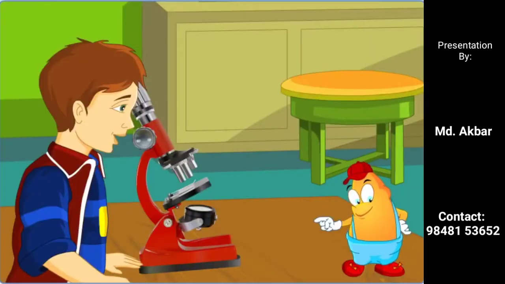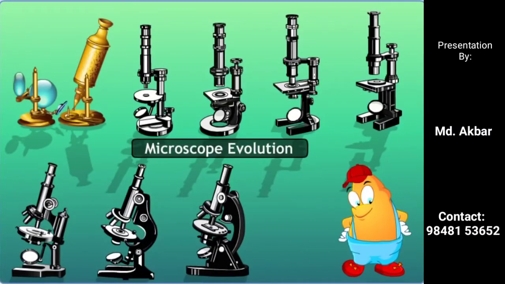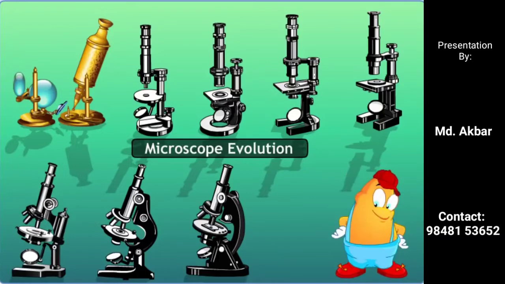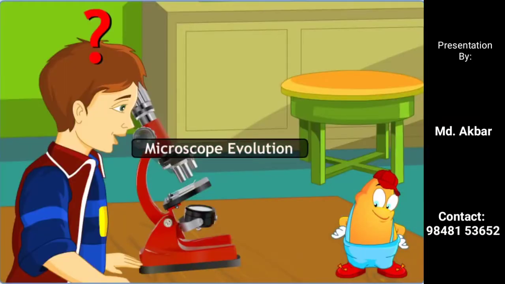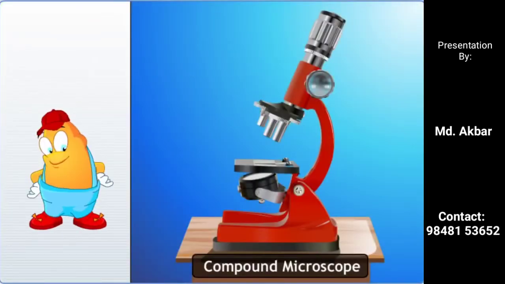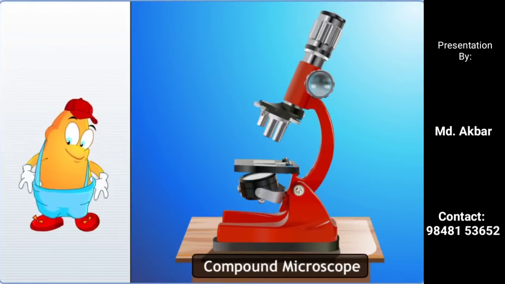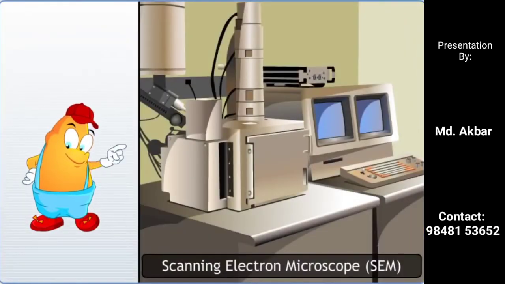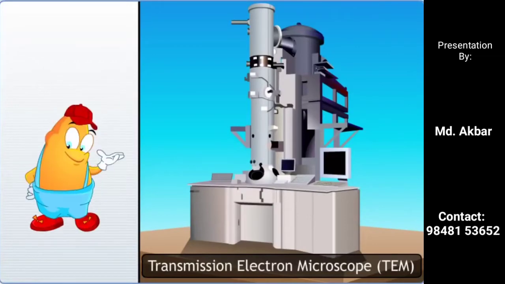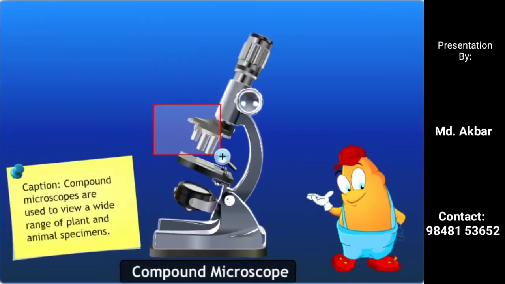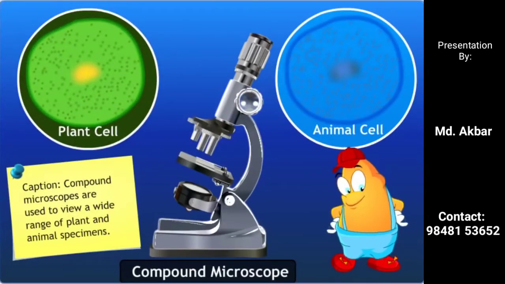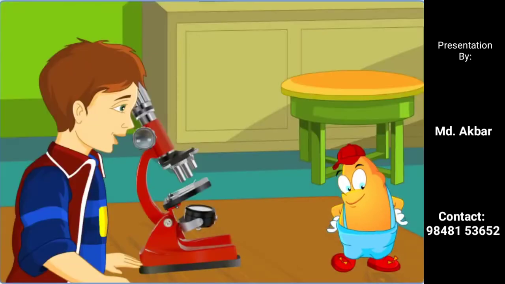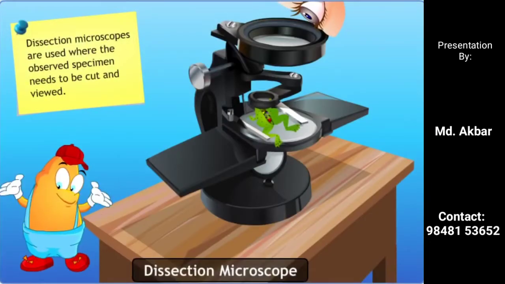In fact, after Robert Hooke, the research on cells had to wait for a long time, till the invention of improved microscopes. Can you tell me about the improved microscopes? Yeah, sure. Improved microscopes include compound microscope, dissection microscope, scanning electron microscope, SEM, and transmission electron microscope, TEM. Compound microscopes are used in laboratories to view a wide range of plant and animal specimens. So what I have here is a compound microscope? Yes, dissection microscopes are used in laboratories where the observed specimen needs to be cut and viewed.